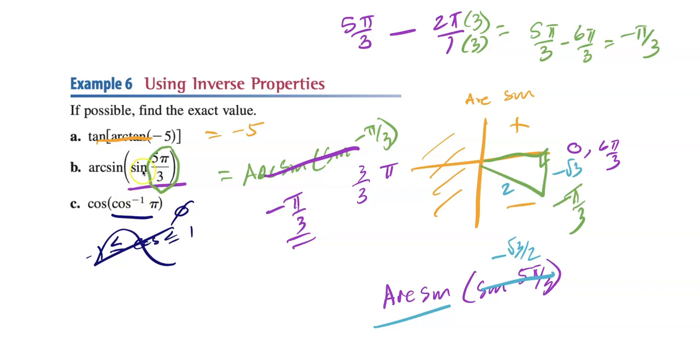If you're not sure how to work this, just work inside out. I could have figured out what arctan of negative 5 was, and it would work. Then you find tan of that thing, done. You could do the same here: sine inverse of this, sine of this, get a value, then do arcsine of that.